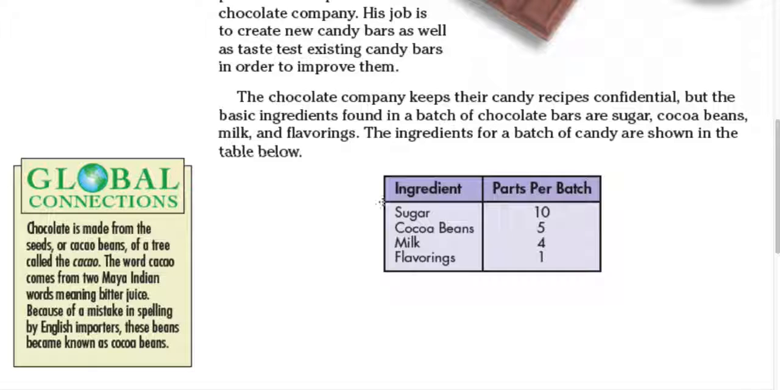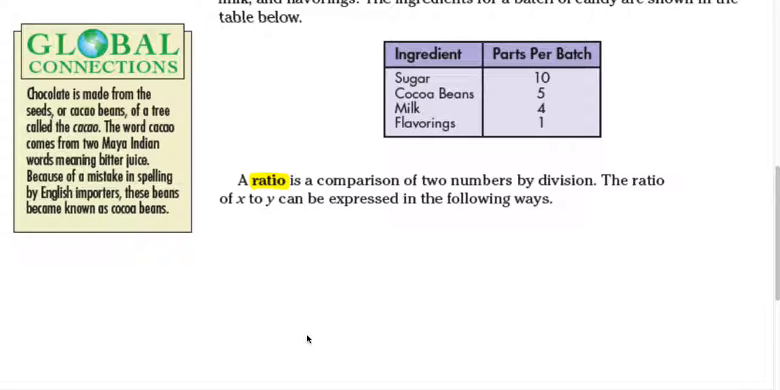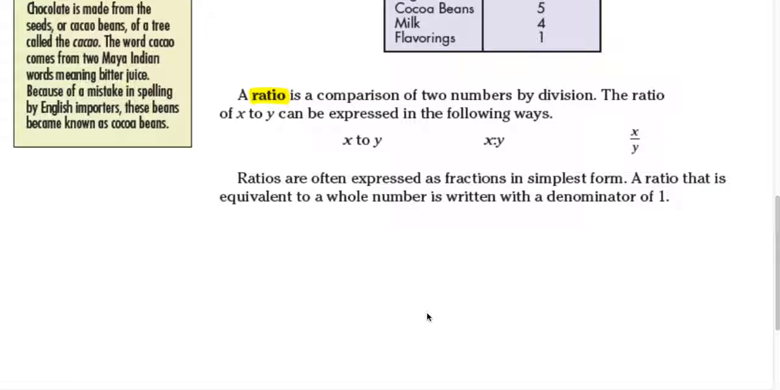Okay, going back to our problem. Let's define what a ratio is. It is a comparison of two numbers by division. When you talk about the ratio of x to y, it can be expressed as x to y, x colon y, and x over y. So a ratio is a comparison of two numbers, and we need to remember that the operation involved is division.